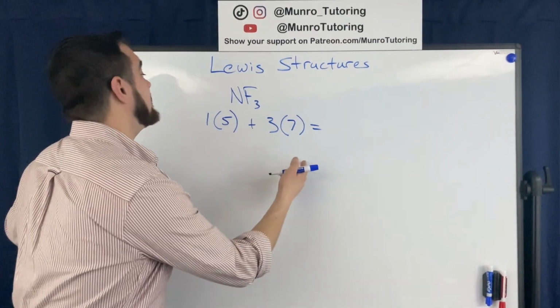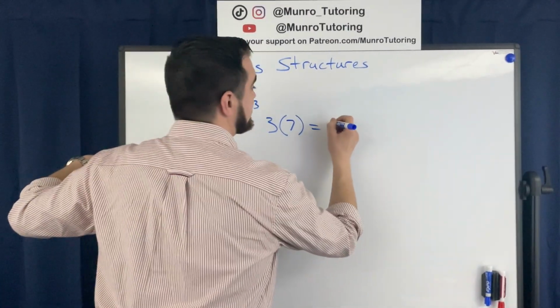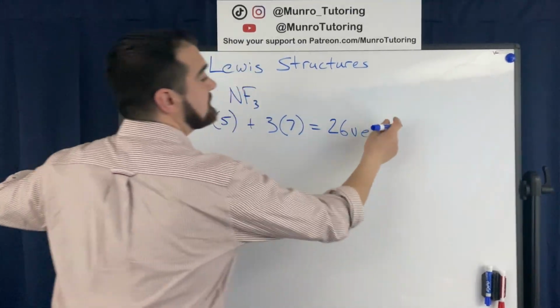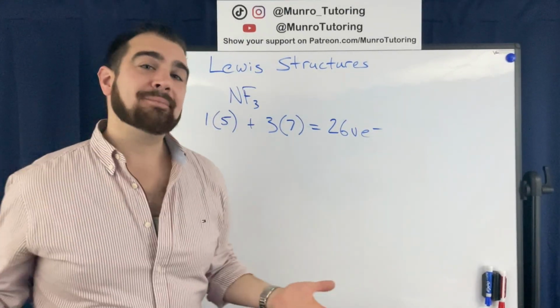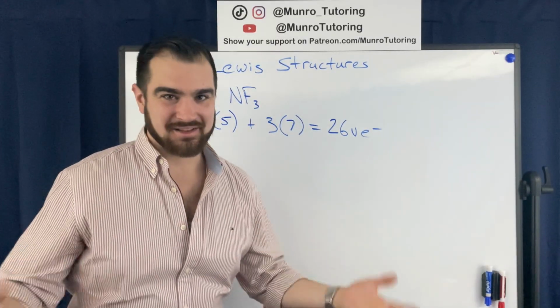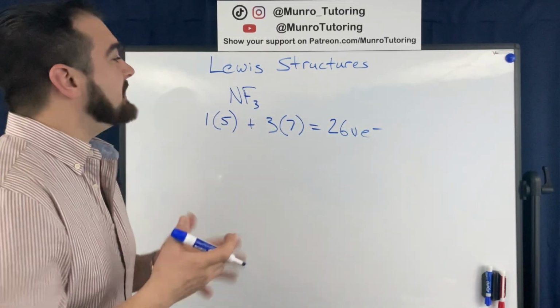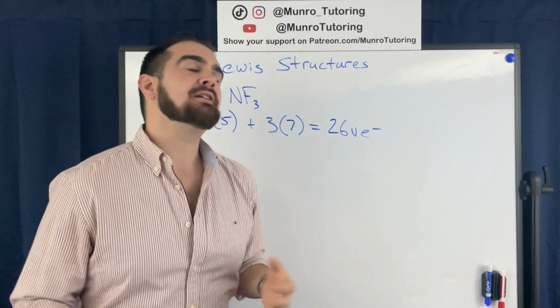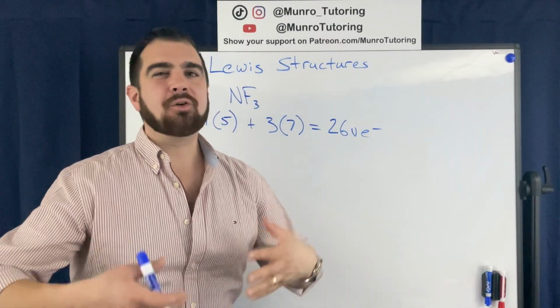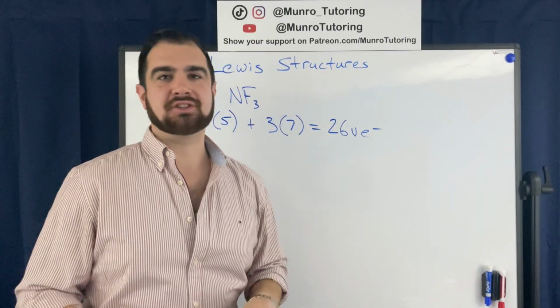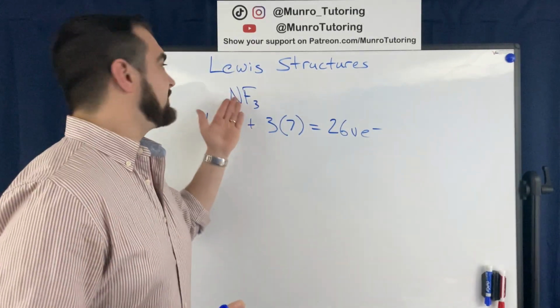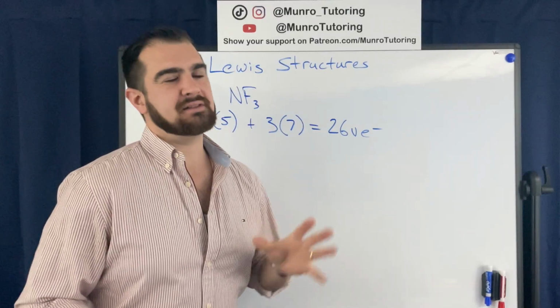So we have 21 plus 5. That's 26 valence electrons. 26, and I like to use this symbol. E minus is an electron, and then I put a little V in front for valence electrons, okay? So basically, we have to find a way to bond these atoms while satisfying their octet and only using 26 valence electrons altogether, okay?